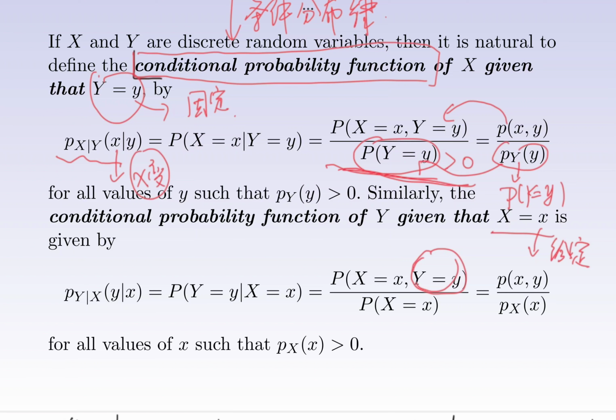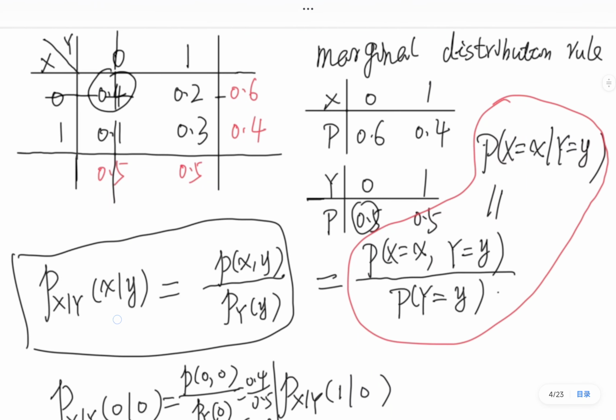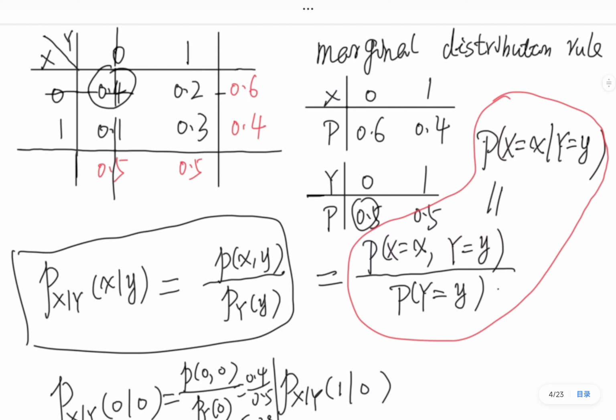So here we go, and these are very easy things. Why do we do this? Because we just use the conditional probability function. How could we derive this formula? Yes, exactly. The marginal distribution rule. Marginal distribution rule.